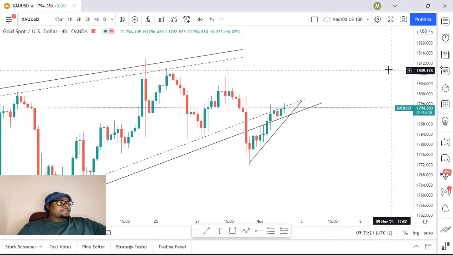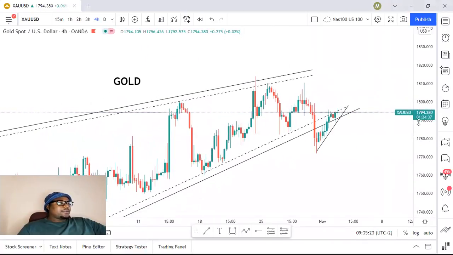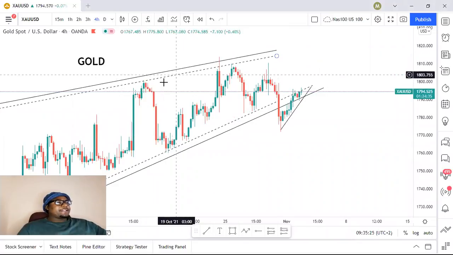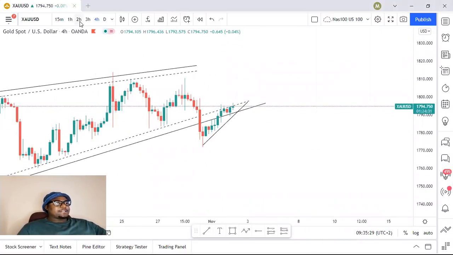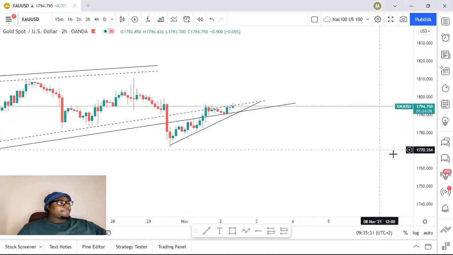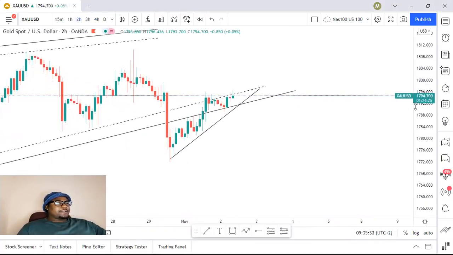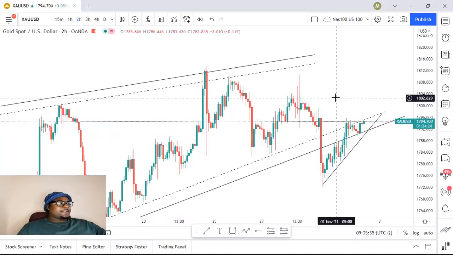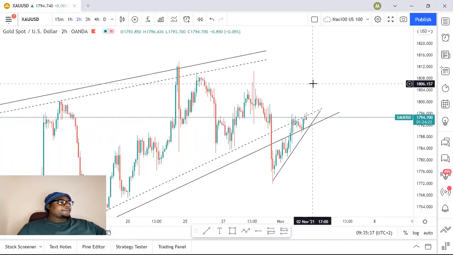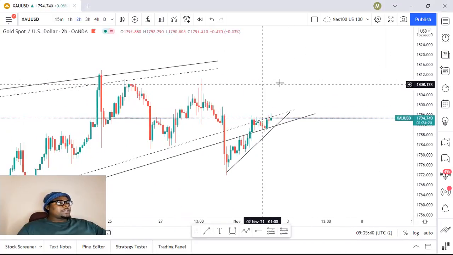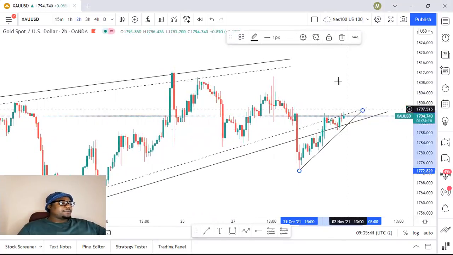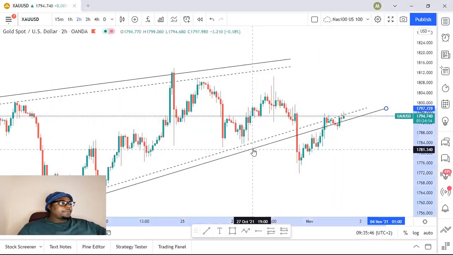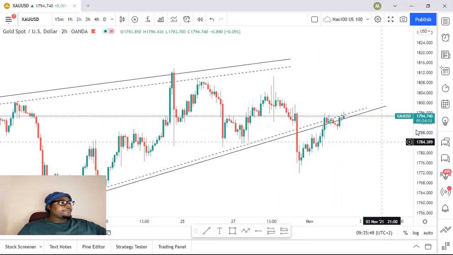Gold is doing some great job here, guys. Why? Because we had a very nice uptrend which was broken. And guess what? Let me just use 2 hours time frame. Yeah, 2 hours time frame is much better. I hope everyone can see that. So what do you see here? I see it's quite simple. Let me remove this. Let me make this thing like this here.